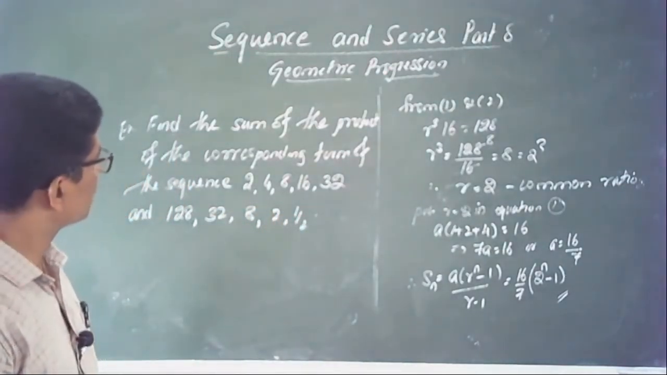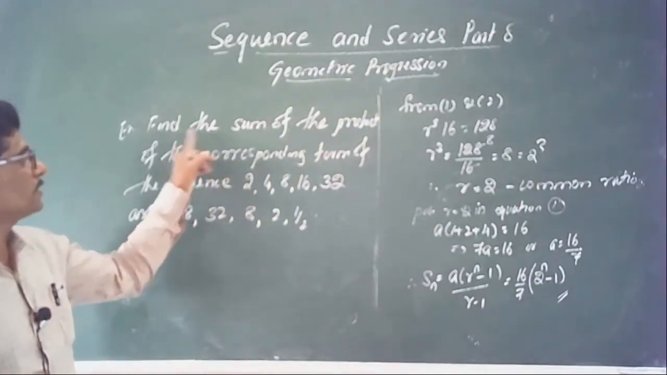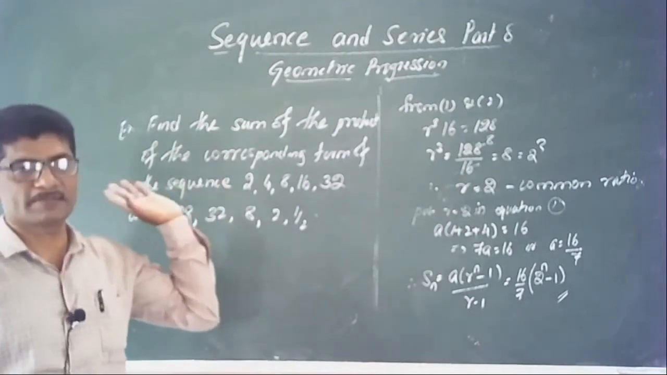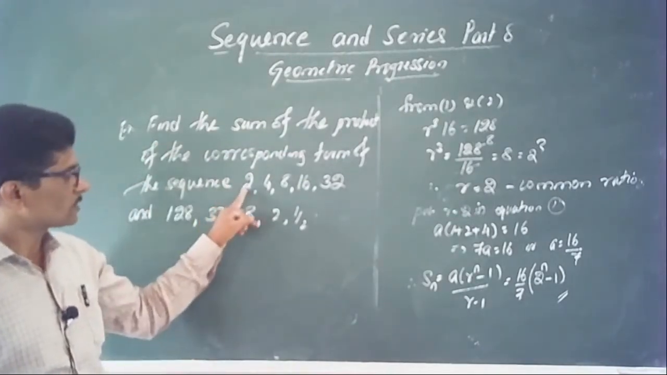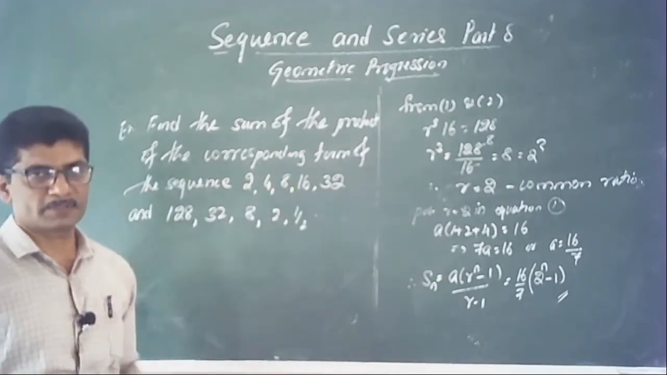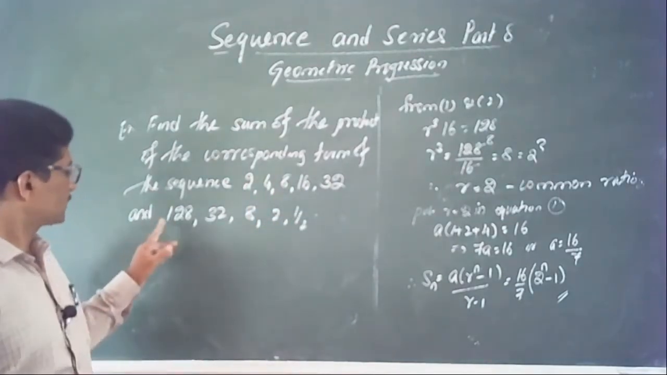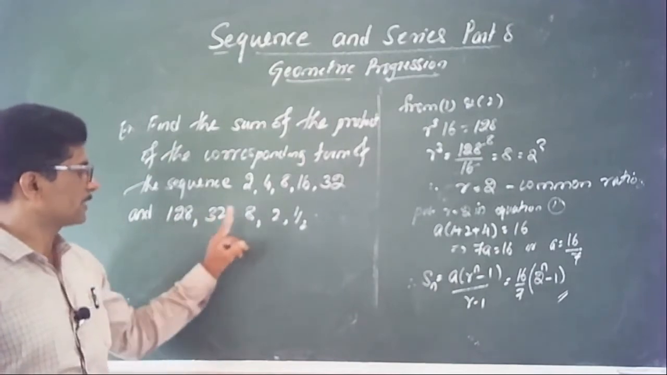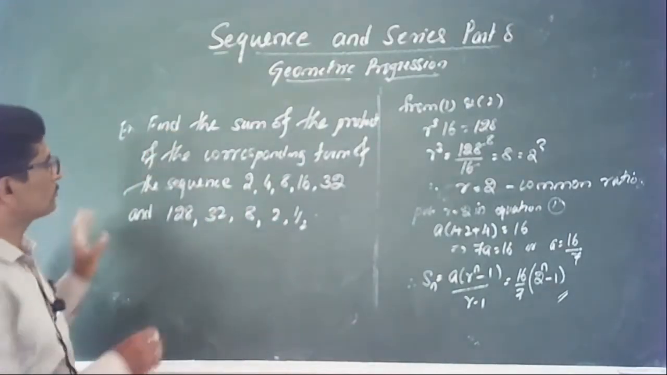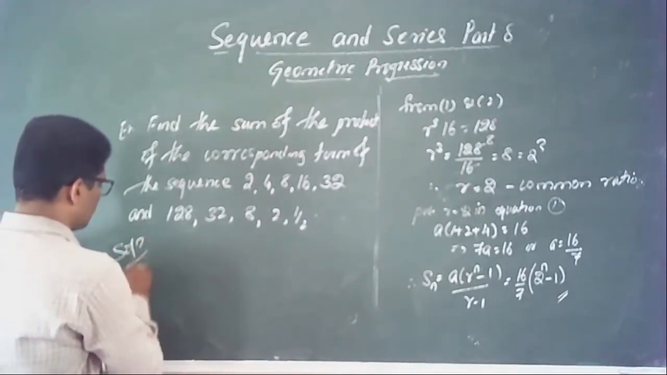Sometimes these questions are asked for 3 marks. Find the sum of the product of the corresponding terms of the sequence. The first sequence is 2, 4, 8: first term, second term, third term, fourth term, fifth term. And the second sequence has its first term, second term, third term, fourth term and fifth term. Here, find the sum of the product of the corresponding terms.